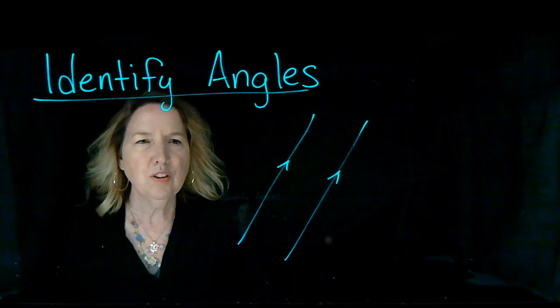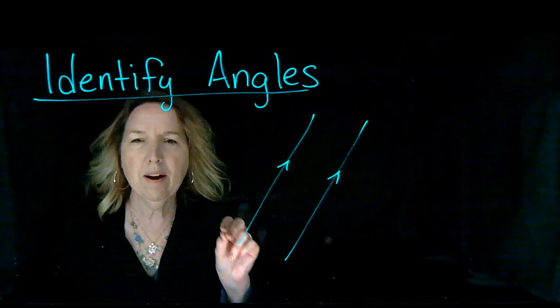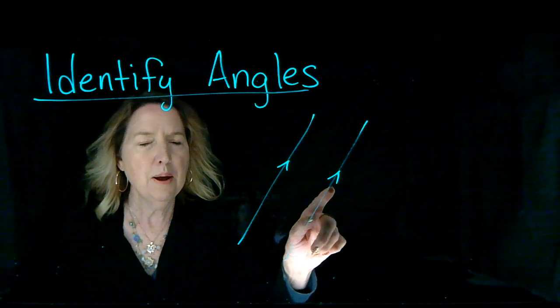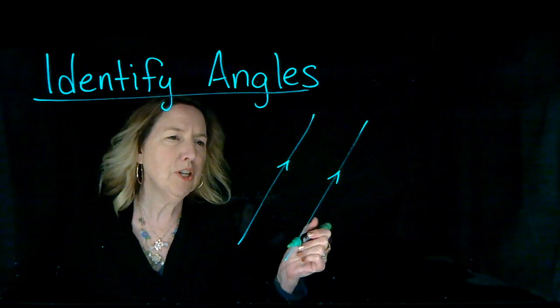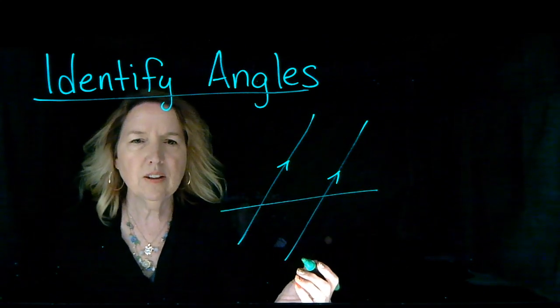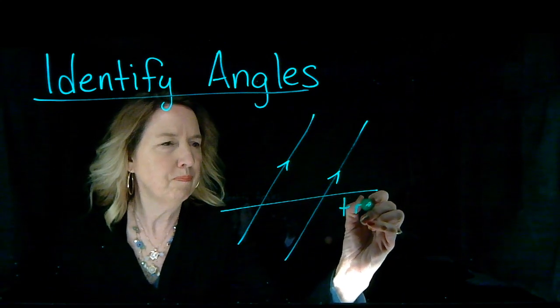Identify angles. Well, first of all, I have here two lines that are parallel. You can tell because of the symbols that I've used here. Parallel means they will never touch. Now, I'm going to throw another line across, and this line is very special, so we call it a transversal.